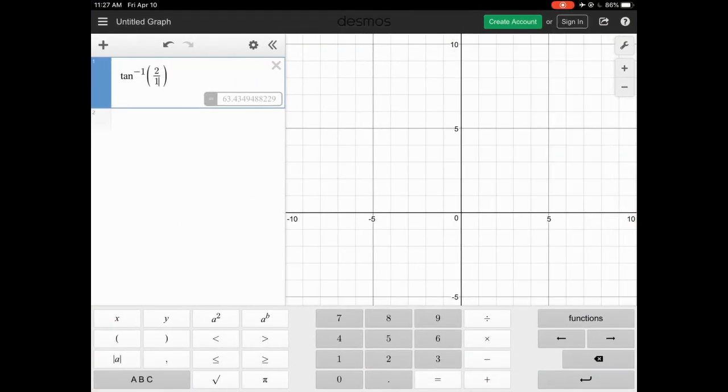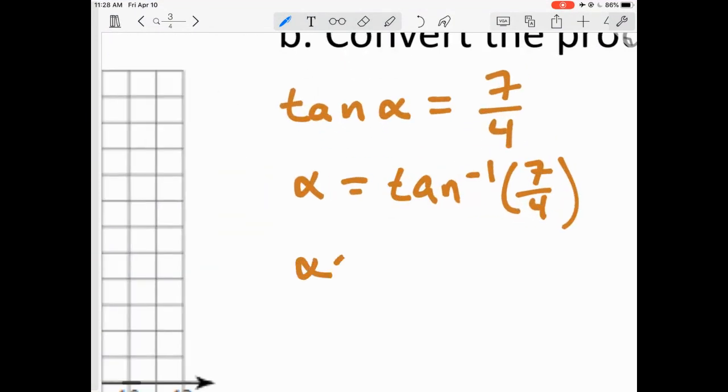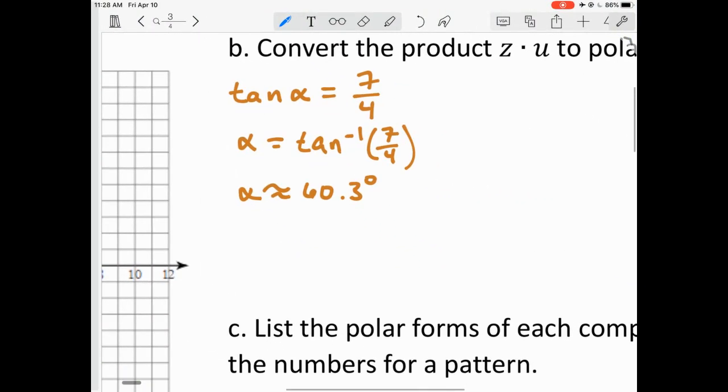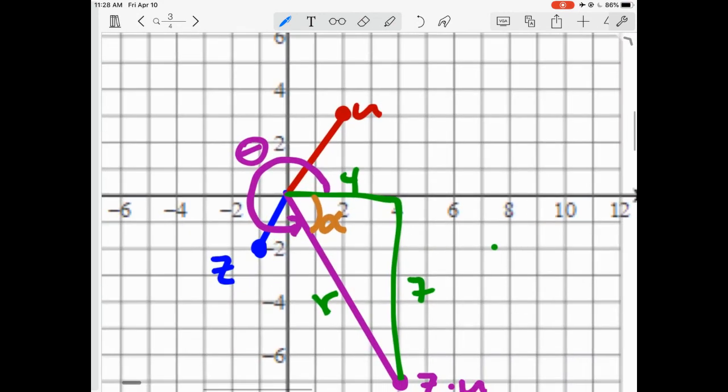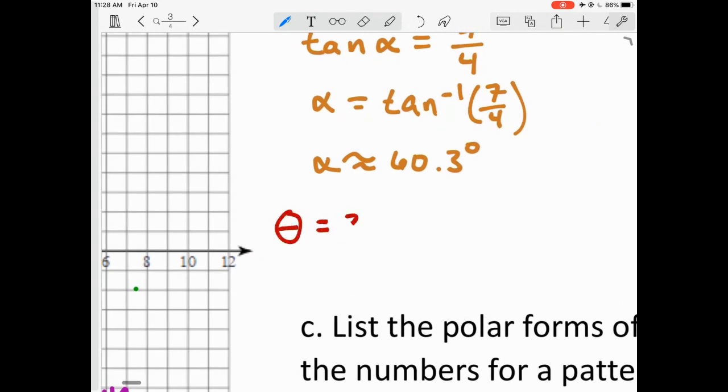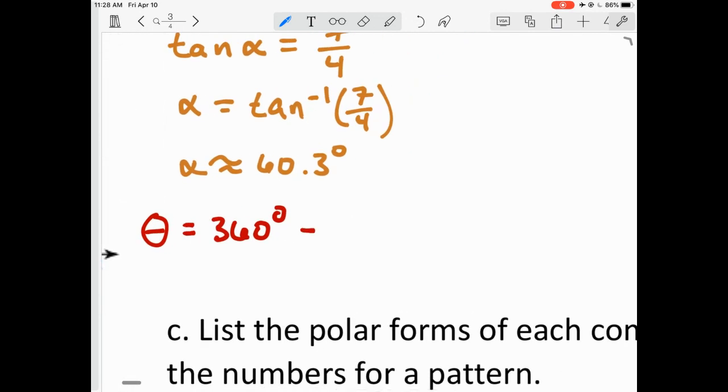And with a calculator, tangent inverse of 7 over 4 gives us 60.3 degrees approximately. So alpha is approximately 60.3 degrees. But we don't want to know alpha. We want to know what theta is. Theta is all the way around to this point right here. The full circle would be 360 degrees, so we need to take away alpha from 360 degrees to get theta. So theta should be 360 degrees minus alpha, which was 60.3 degrees. Therefore, 360 minus 60 is 300, minus 0.3 gives us 299.7 degrees.